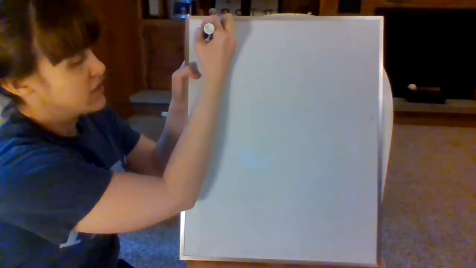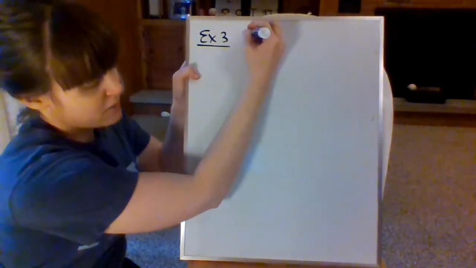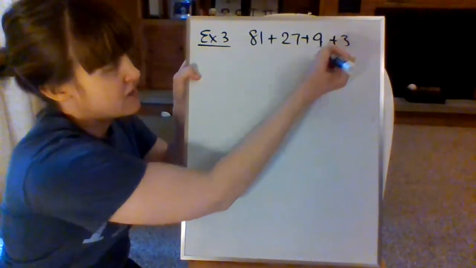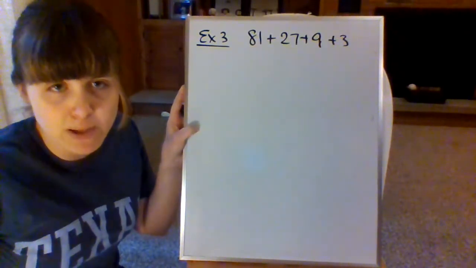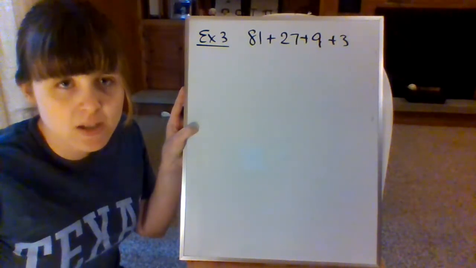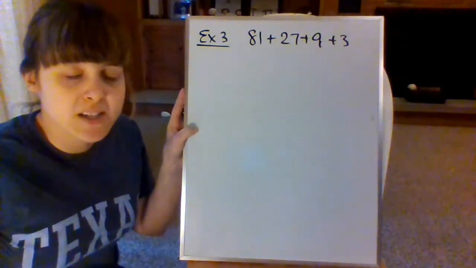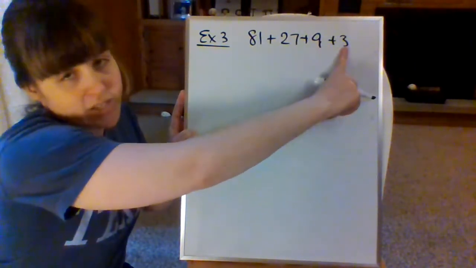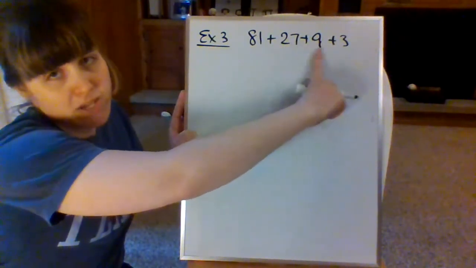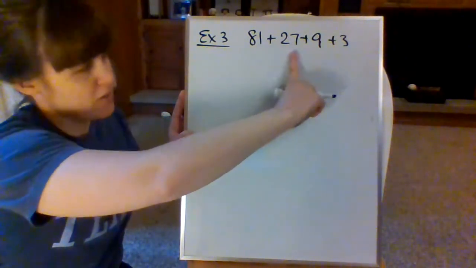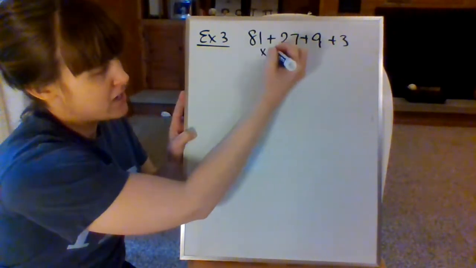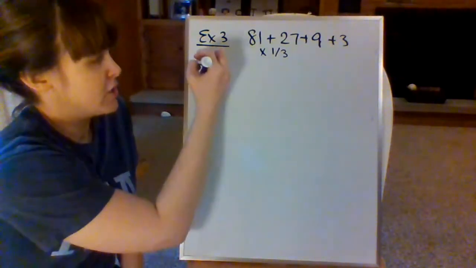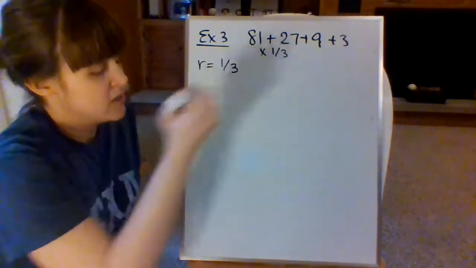So here's our example 3. We've got 81 plus 27 plus 9 plus 3. And you might be thinking, you said we were multiplying by something to get the next number. Well, we technically are, because even though these are getting smaller, 9 divided by 3 is 3, 27 divided by 3 is 9, and 81 divided by 3 is 27. Dividing by 3 is the same as multiplying by 1/3. So our r, our ratio, is going to be 1/3.